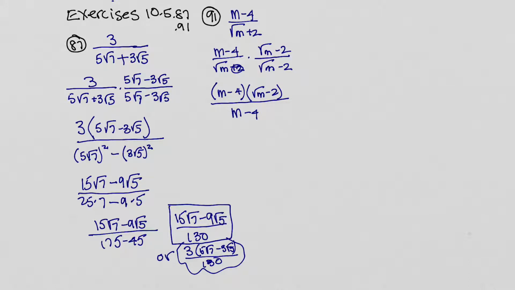Oh, now look at this. This m minus 4 here cancels with that one up there, and we are left with just square root of m minus 2. That's nice.